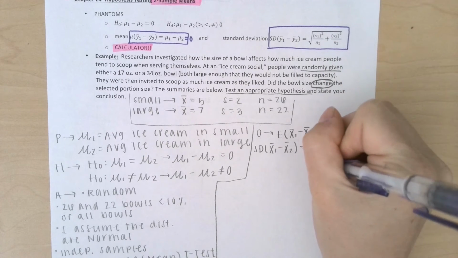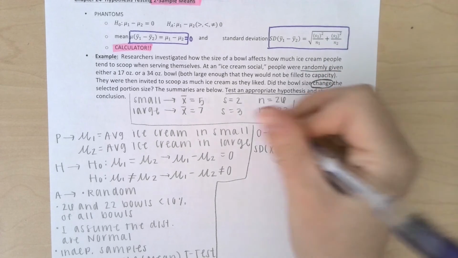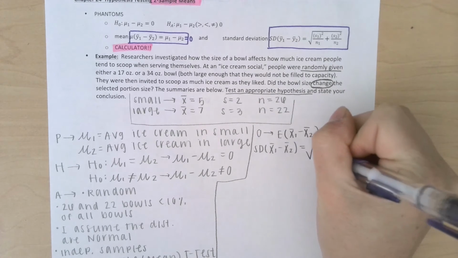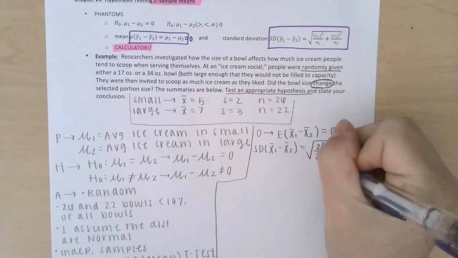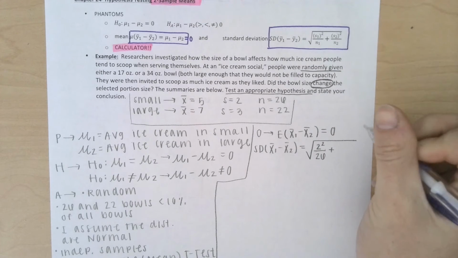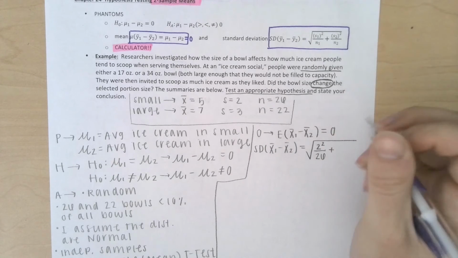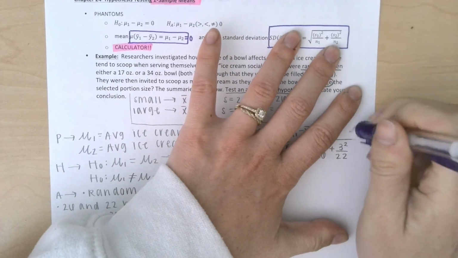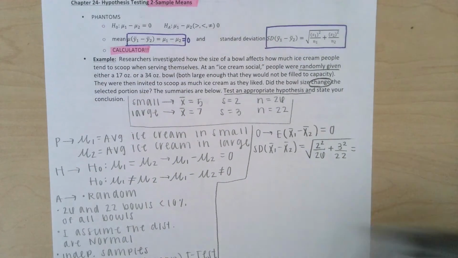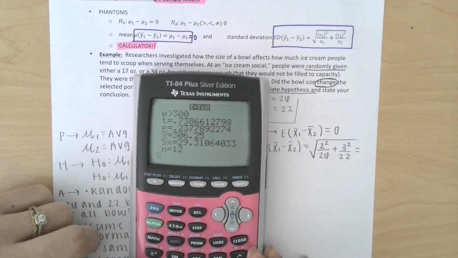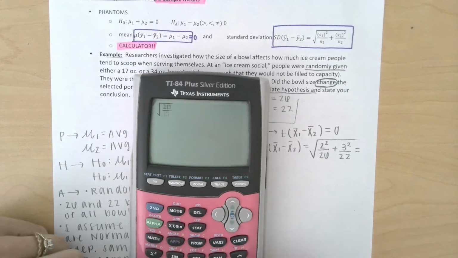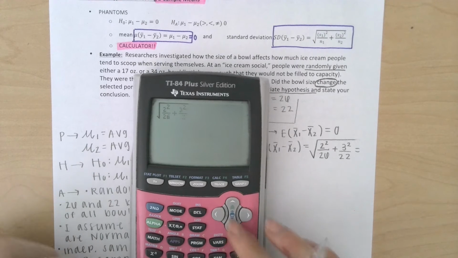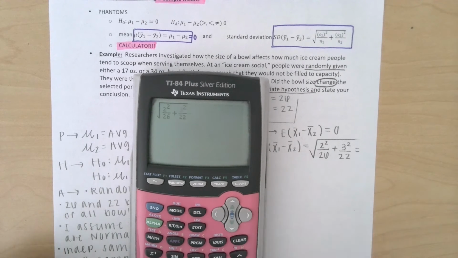So I'm going to take the square root of my first standard deviation squared, so 2 squared, over the first sample, so 26, plus the second standard deviation squared, so 3 squared, over the second sample. So roughly standard deviation of 0.75.